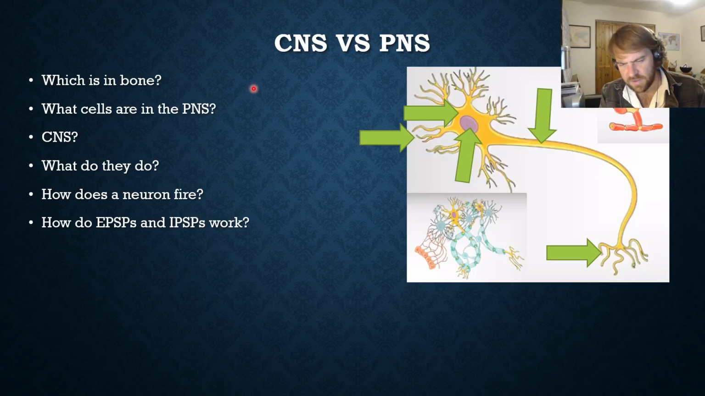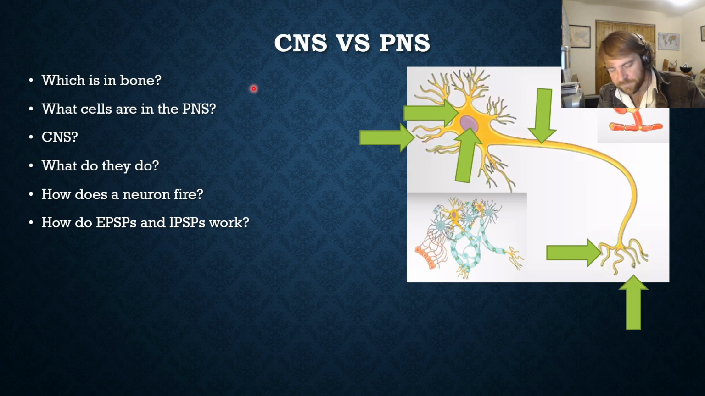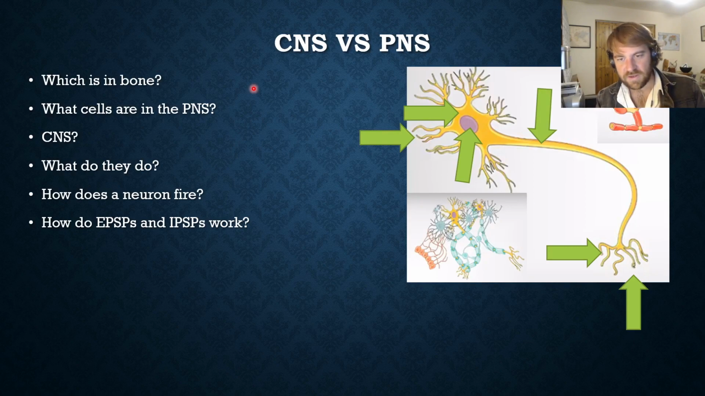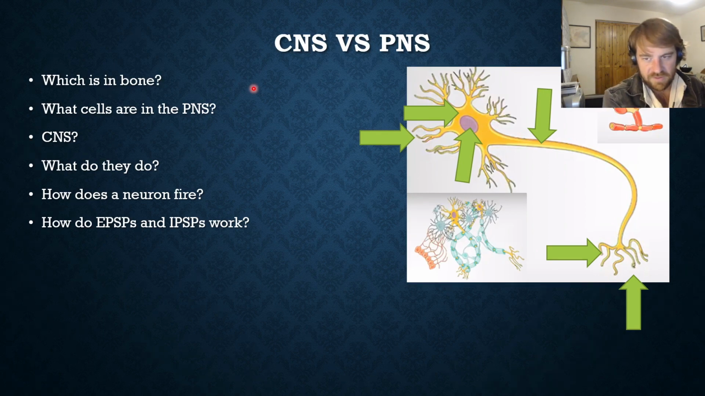The very end of them is a terminal button. This is where neurotransmitters are released. And the area between the terminal button and the dendrite of the next neuron is the synapse. Okay, so that's a neuron. It exists in both the CNS and the PNS.